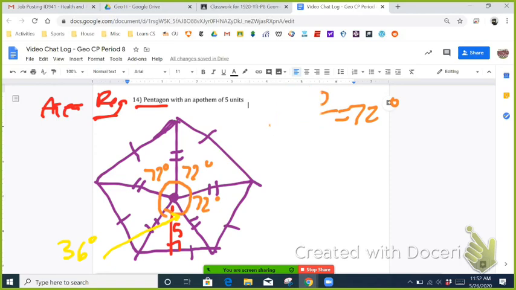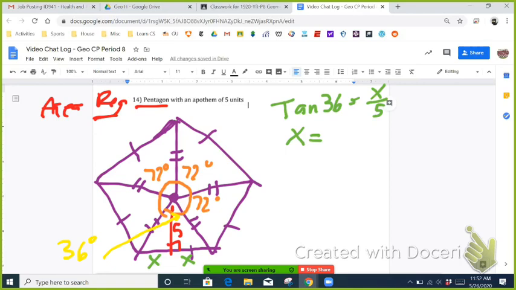So to find that, we're going to do SOHCAHTOA. So we're going to use tangent because we're looking for that opposite leg of 36 degrees, which I wrote as x, and we're given the adjacent leg. So the tangent of 36 is equal to x over 5. Alright, when I cross multiply, I get x is equal to the tangent of 36 times 5.